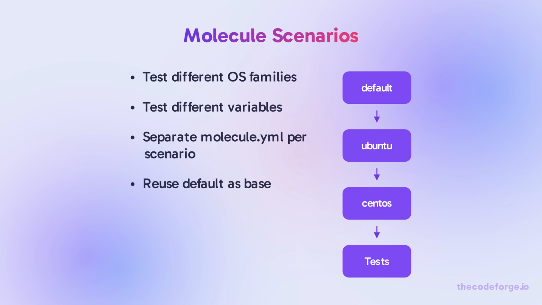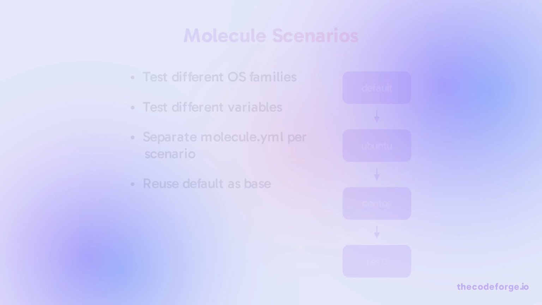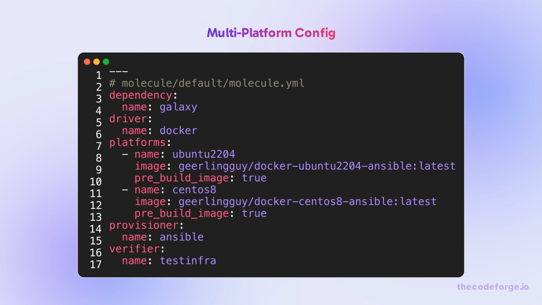Molecule scenarios allow you to test different configurations, for example, different OS families or variable sets. Each scenario has its own molecule.yml and tests directory. You can override variables in the scenario's molecule.yml. This molecule.yml defines 2 platforms, Ubuntu 22.04 and CentOS 8. Molecule will run tests in parallel against both. This catches OS-specific bugs like package name differences.